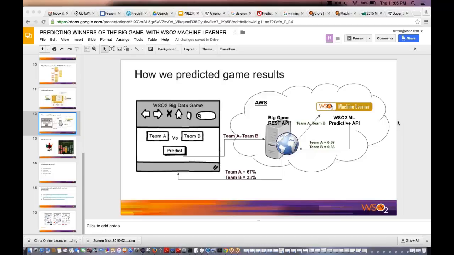Currently WSO2 Machine Learner does not support PCA, principal component analysis. We had to do it manually using some other custom code. But yes, we did a certain set of feature engineering to identify the correct set of results. So we predicted quite well: we predicted 7 games correctly out of 11.